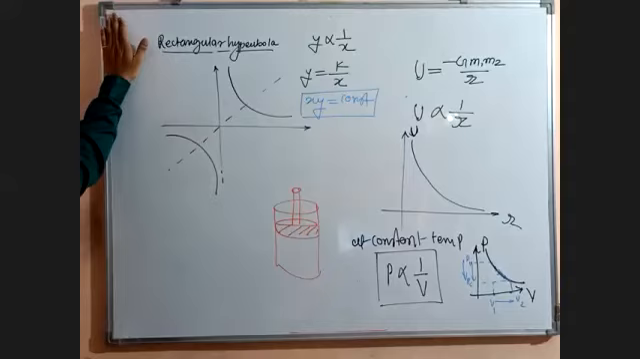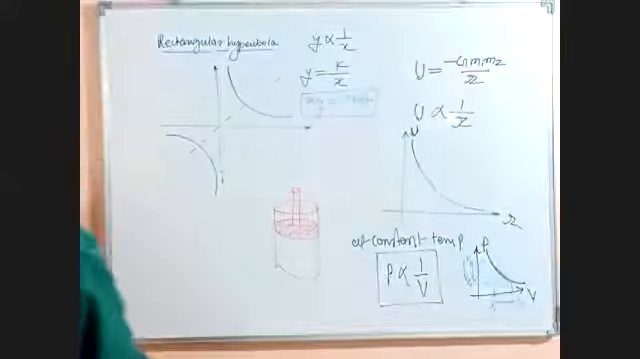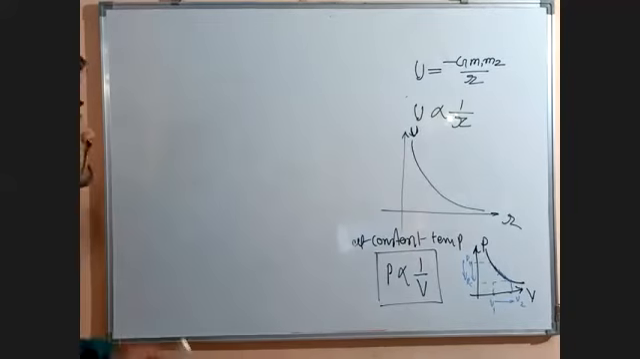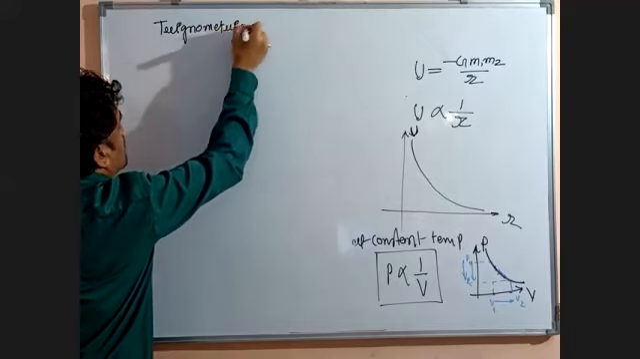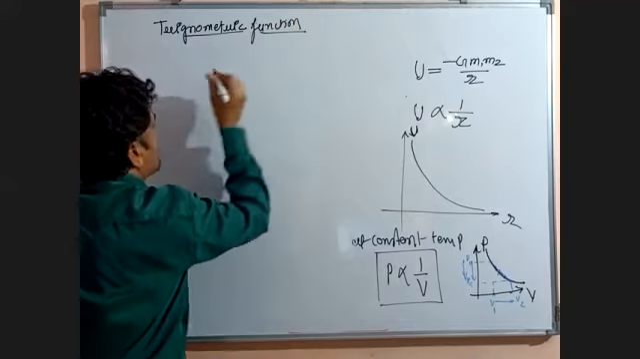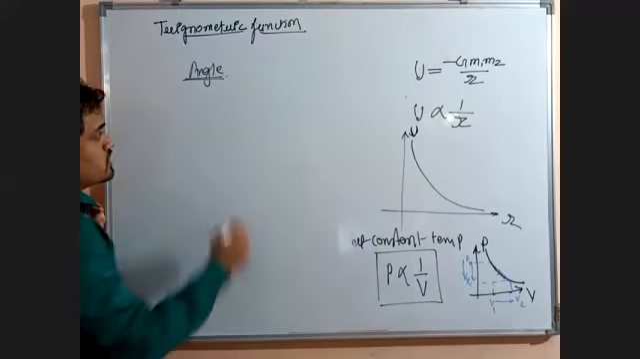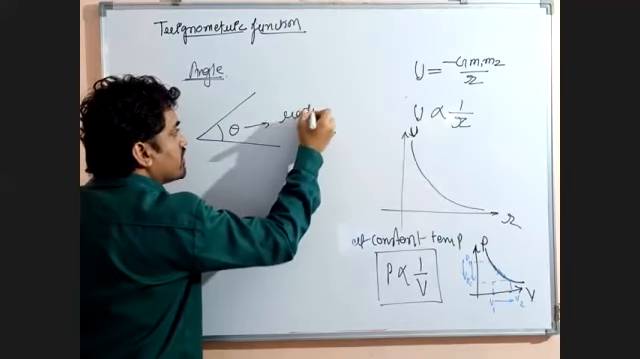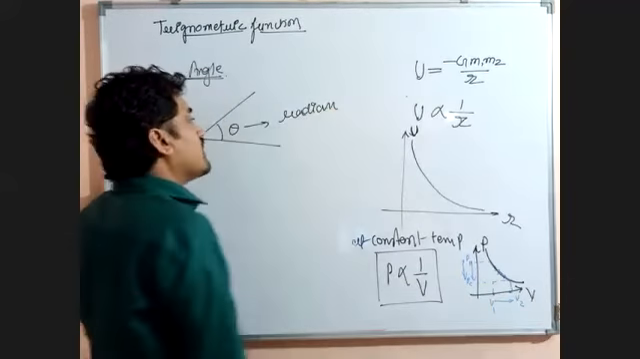Next is the trigonometric function. To understand the trigonometric function, first, what is the meaning of angle? If two lines have an angle theta, this angle is measured in radian. I think you know very well it is measured in radian, and also in degree.